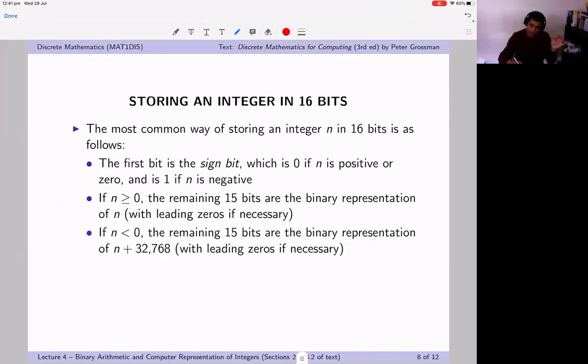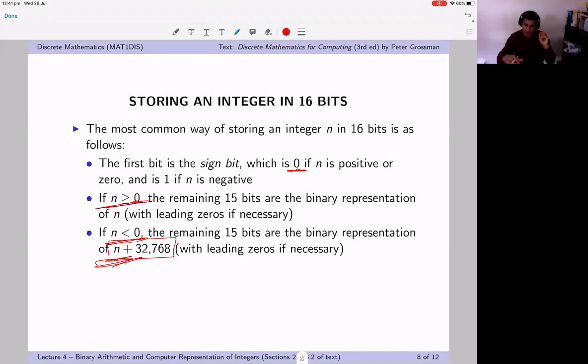Now, if the number is positive, you're going to put 0 in the first box, and the remaining 15 boxes are the binary representation. If the number is negative, the first bit is 1, and the remaining 15 bits are the binary representation of that number plus 32,768, so that you have converted it into a positive number. I will come back to this in a bit. There is a simpler way of representing this, which we'll deal with towards the end of the lecture.